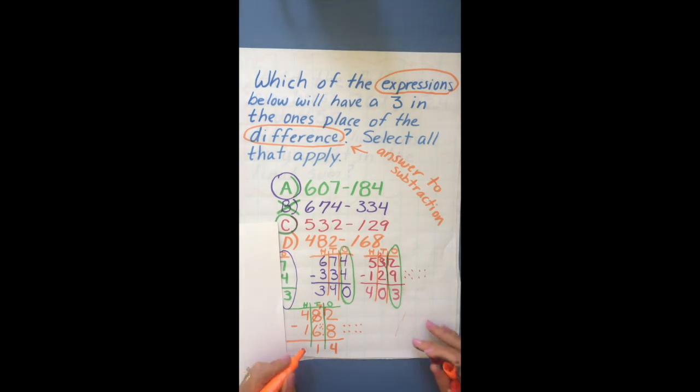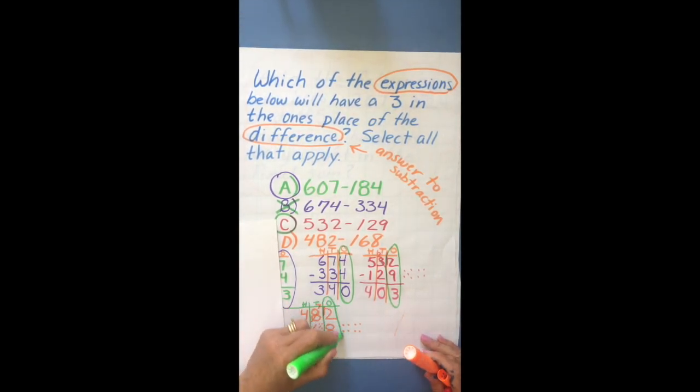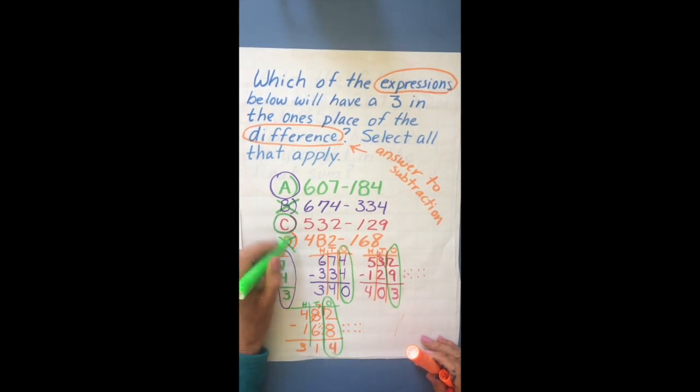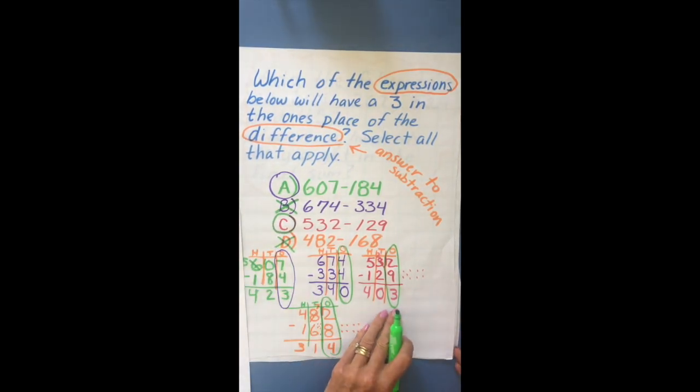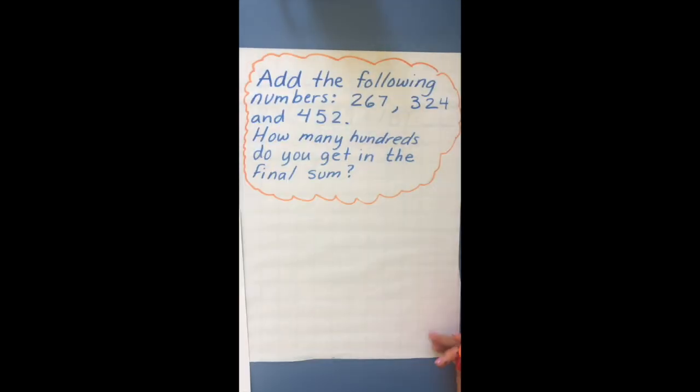4 take away 1 is 3. Now again, if I look at the ones house, the difference in the answer in the ones house, it's not a 3, so that one would not be it. So the answer to this problem is A and C. Next problem.